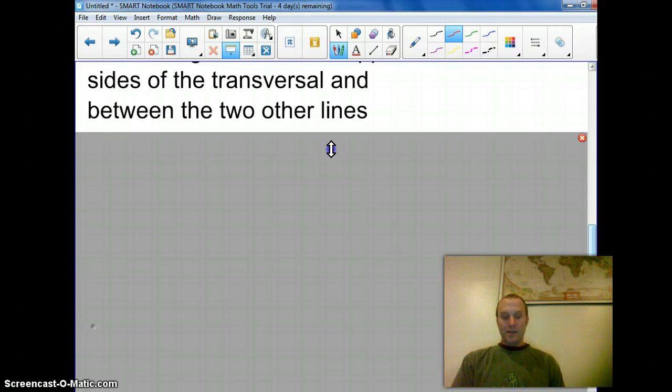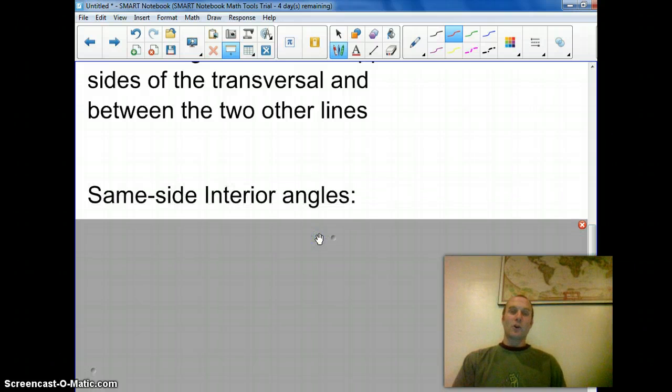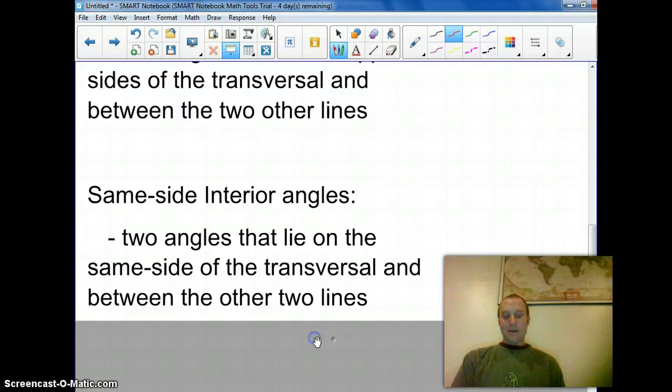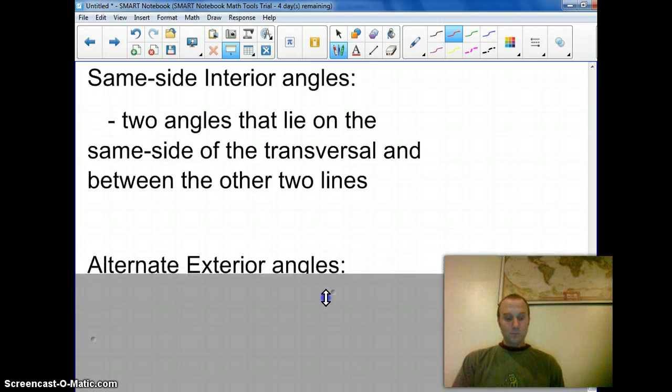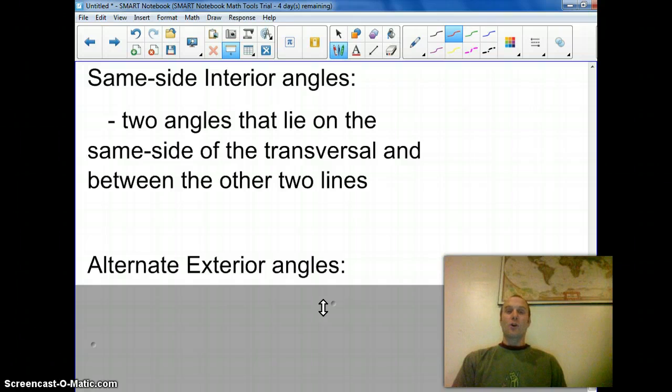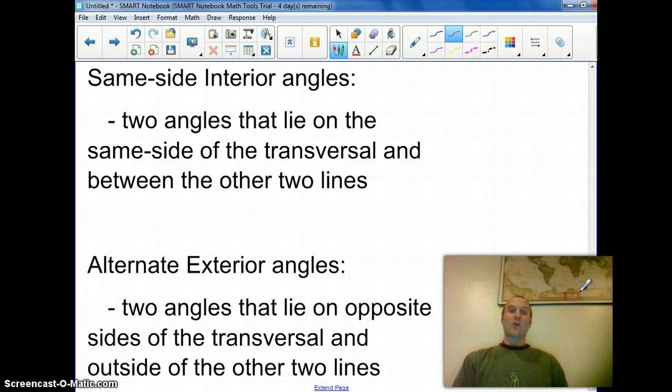And that should help us on the next definition, which is same side interior angles. So we're talking about the same side of the transversal, interior still between the two lines. My definition here: two angles that lie on the same side of the transversal and between the two other lines. Which means that hopefully you can help me define the very last one here, which are alternate exterior angles. Alternate exterior angles are two angles that lie on opposite sides of the transversal and outside the other two lines.